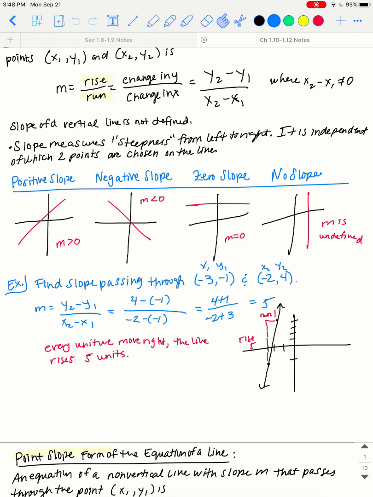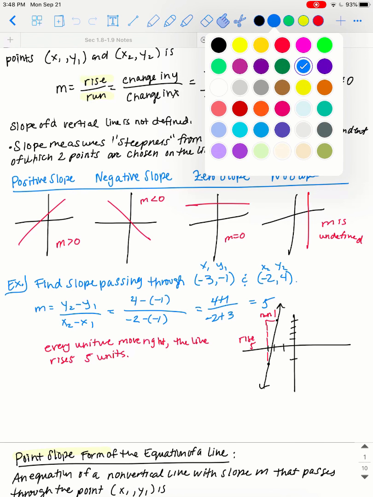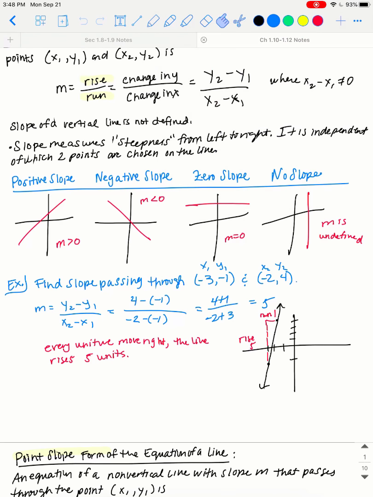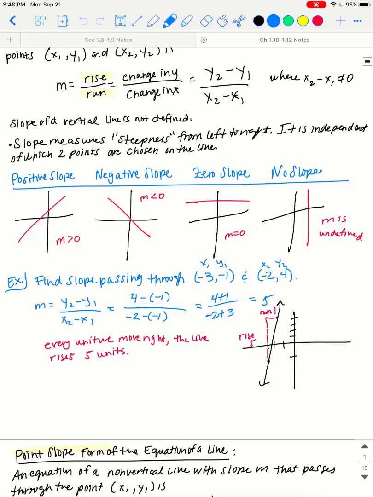Here we can see for our positive slope, we're rising, so this would be one of our points and one of our points. So we're rising up and running right, so it's always positive. For negative, we're rising, but then we're running to the left. That's why it's negative. So we're going back, left.